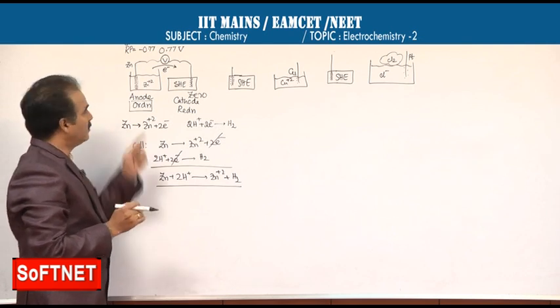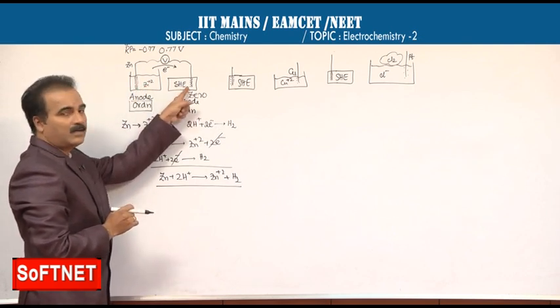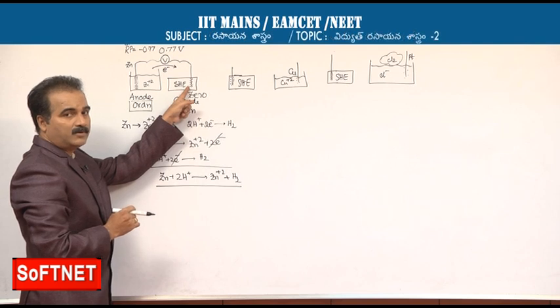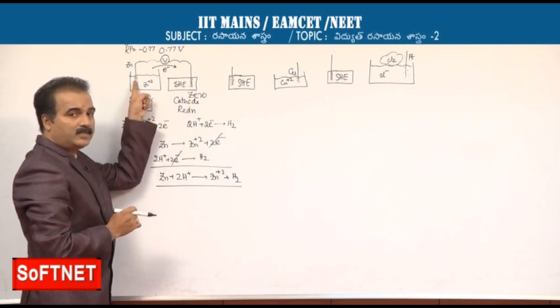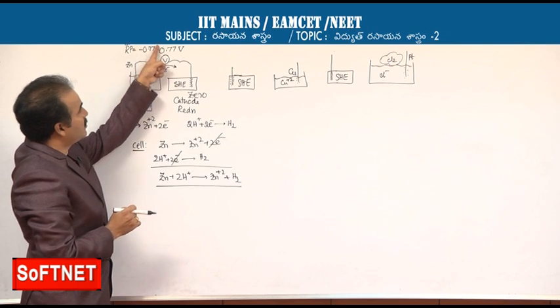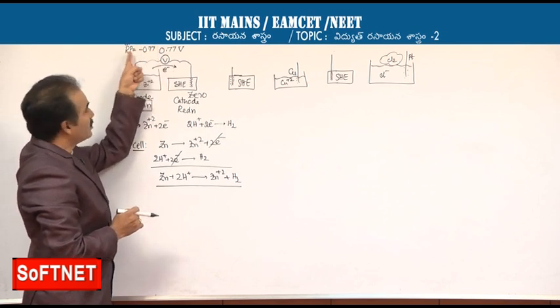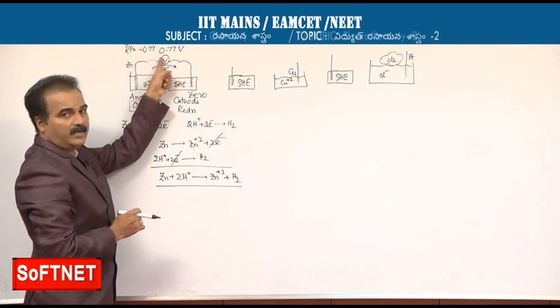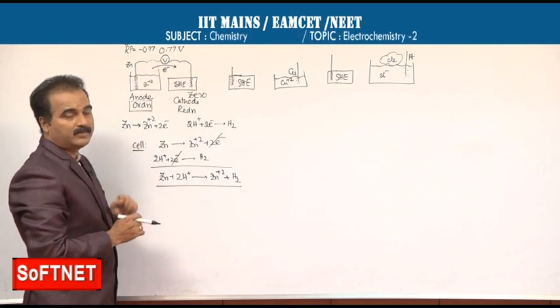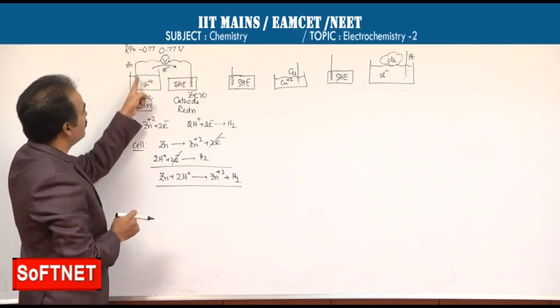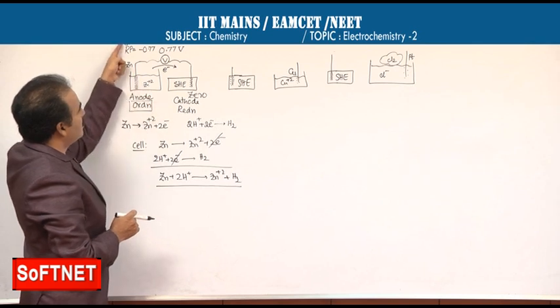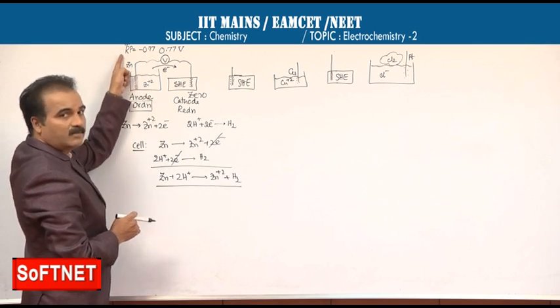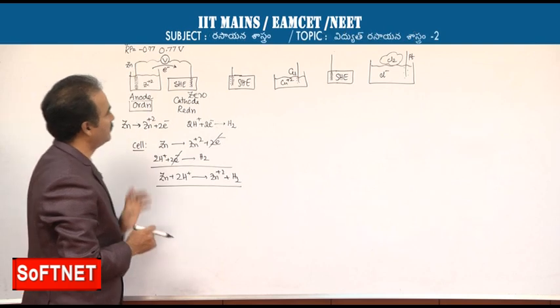What does it mean? If any electrode when connected to standard hydrogen electrode undergoes oxidation, its oxidation potential will be positive and its corresponding reduction potential will be negative. Sign only will differ, magnitude will remain the same. So, here zinc is undergoing oxidation, so its oxidation potential is positive, therefore, its reduction potential is negative.